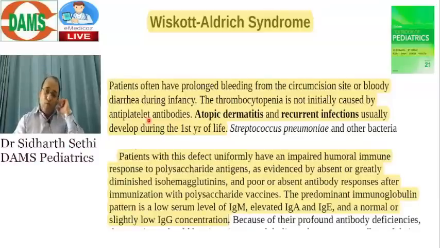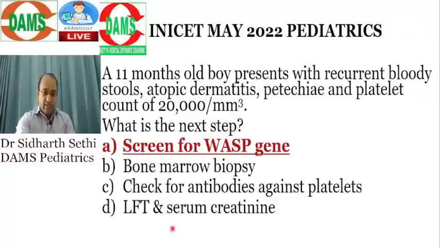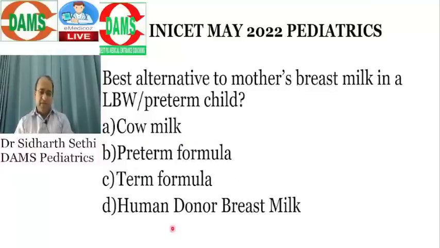Now I would like you to remember one more important point about Wiskott-Aldrich: they have low IgM, elevated IgA and IgE, and normal or slightly low IgG. Coming back, this does not look like a malignancy to us. It clearly looks like X-linked recessive Wiskott-Aldrich syndrome with a classic presentation.